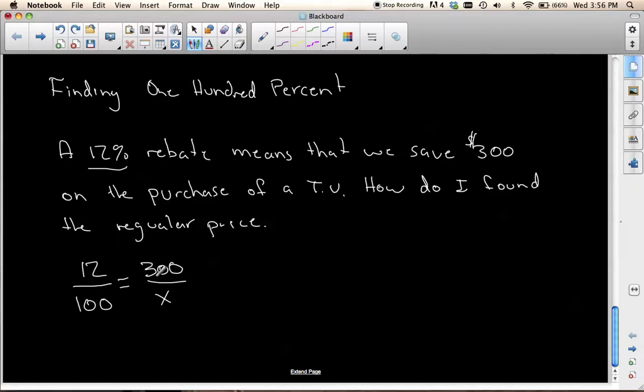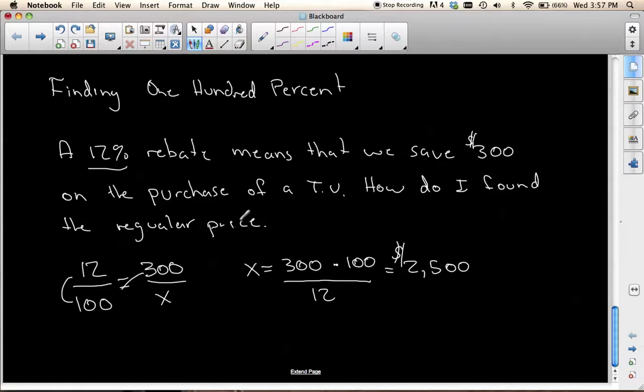So I can do it a couple of ways. I can say that my x, my unknown, is equal to 300 times 100 divided by 12, so I'm cross-multiplying and then dividing. And that'll give me $2,500. So I just found the original price of the television. So that is really the easiest way that we can do that.